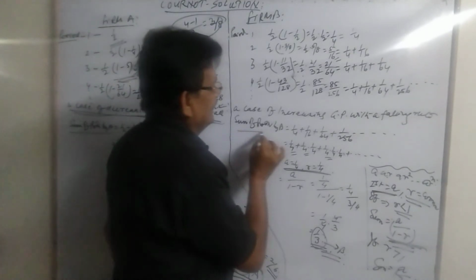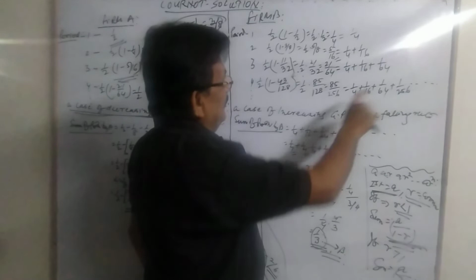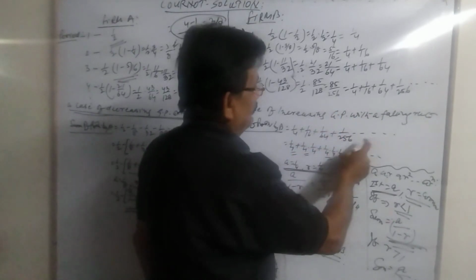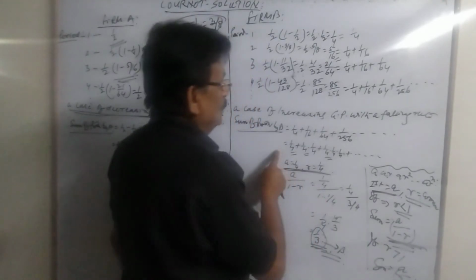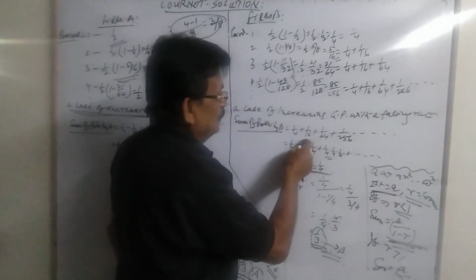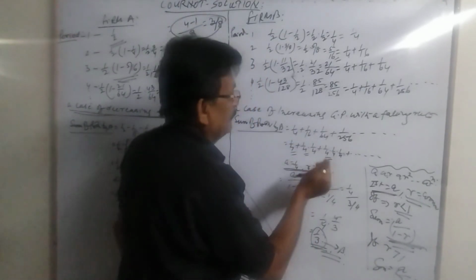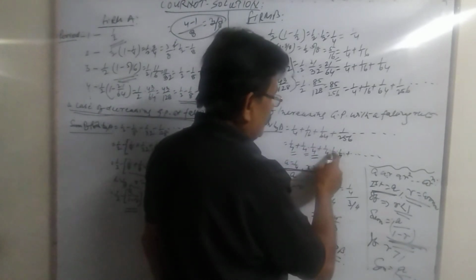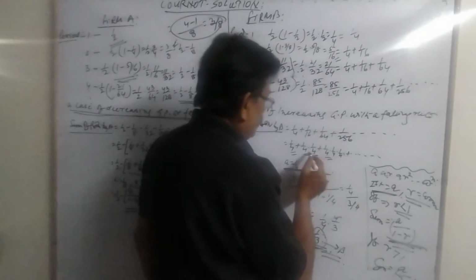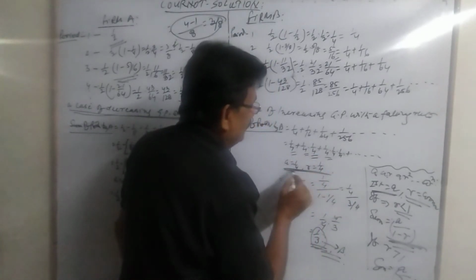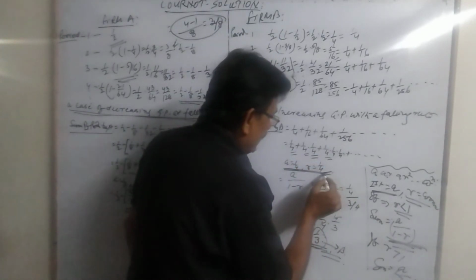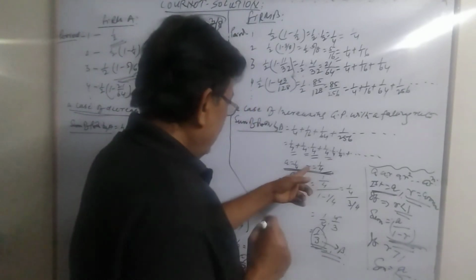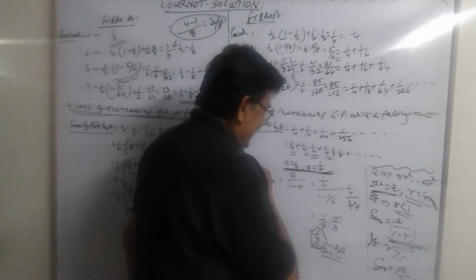So the sum of production by firm B: 1 by 4 plus 1 by 16 plus 1 by 64 plus 1 by 256. This will go up. Now 1 by 4 plus this 1 by 16 is 1 by 4 into 1 by 4. This is R. This is 1 by 64, 1 by 4 into 1 by 4 into 1 by 4. This is what we have: A is 1 by 4, R is 1 by 4. Both are 1 by 4. This R is the common ratio, this A is the first term.